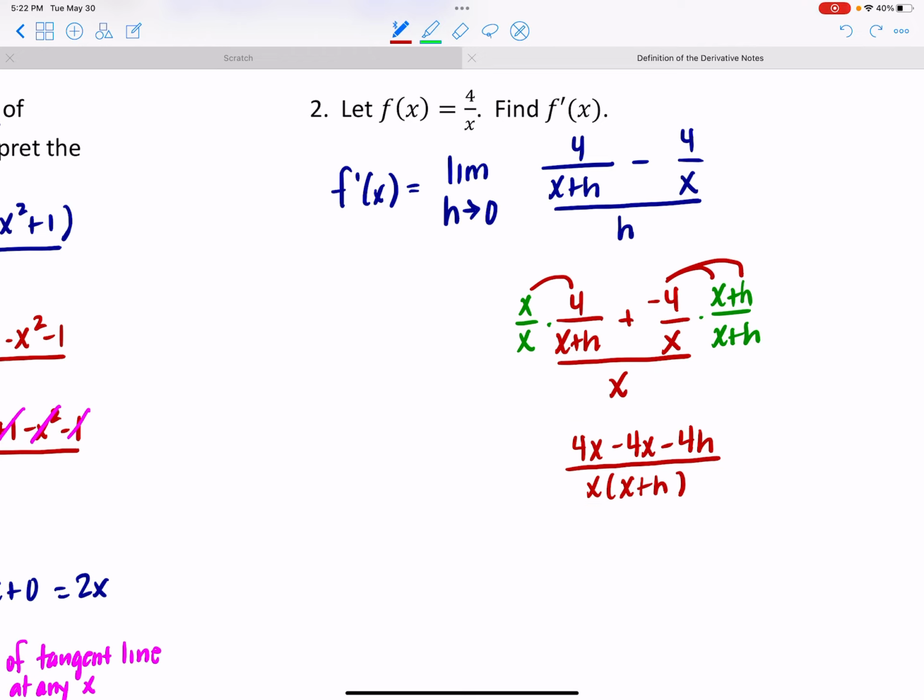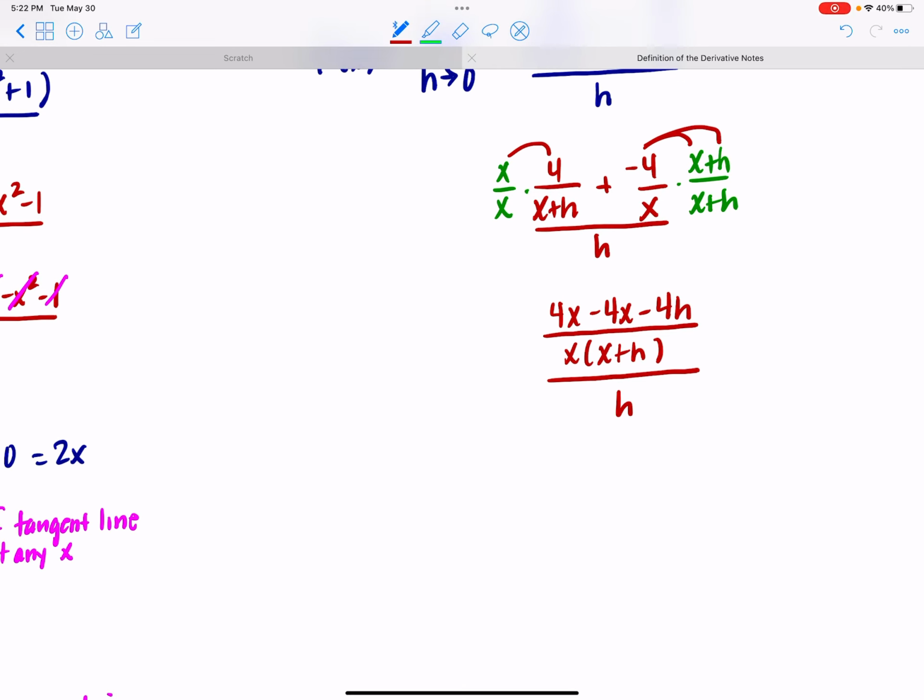Now that's still being divided by, not x, I don't know where that came from. This should be an h here. That's all still going to be divided by h. Now we have some like terms. So the 4x and negative 4x will cancel.